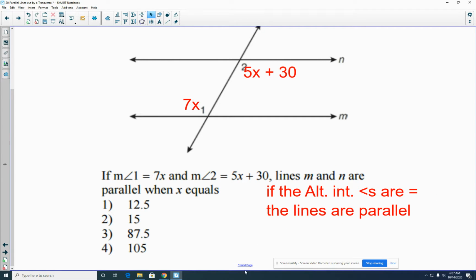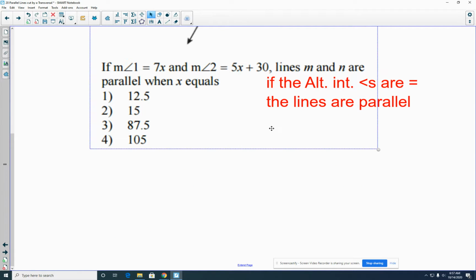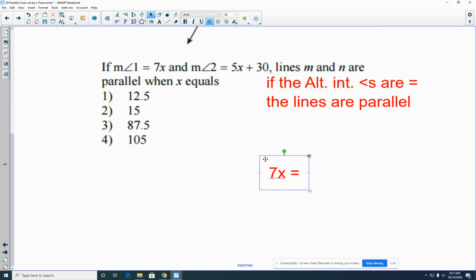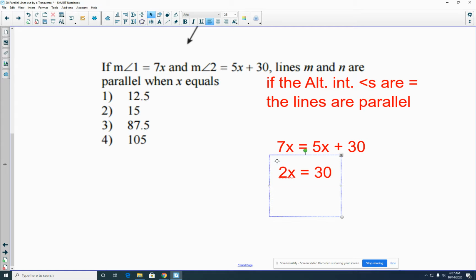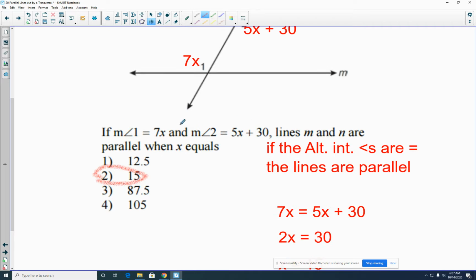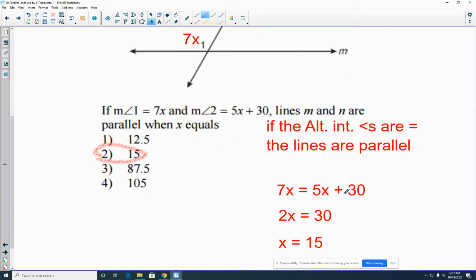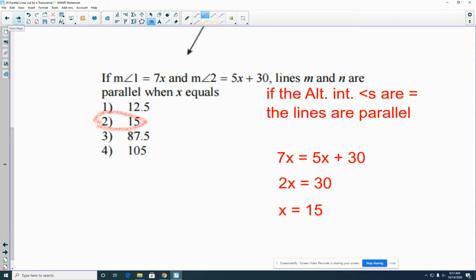I can say, well, if I want them to be equal, I just set them equal. 7x equals 5x plus 30. Subtract 5x on both sides, we get 2x equals 30, divide by 2, and we have x equals 15. And so your answer would be choice 2, x equals 15. We want them to be parallel, so the alternate interior angles would have to be equal. Therefore, I set them equal and solve for x.